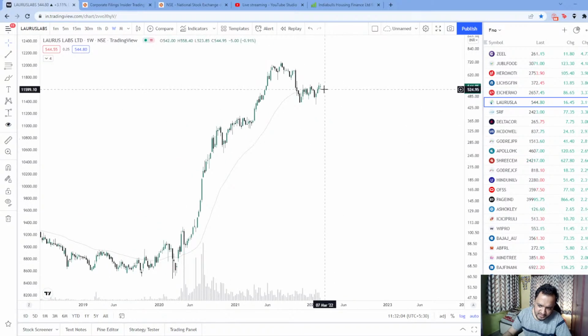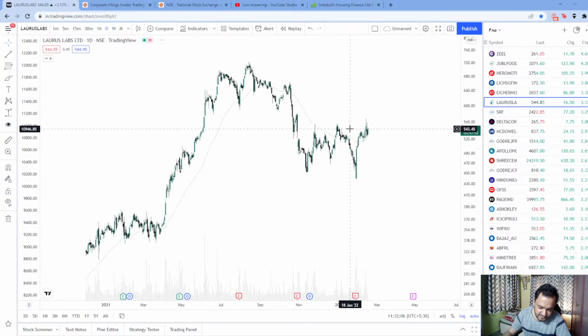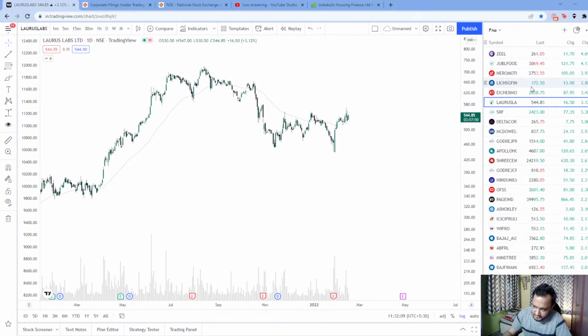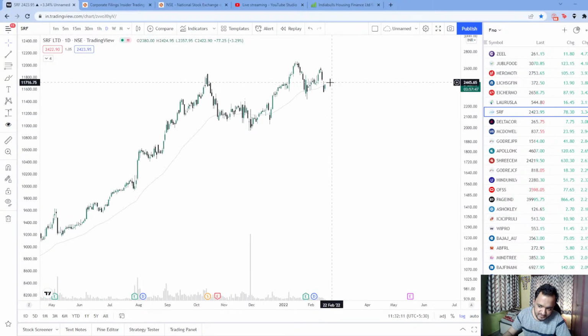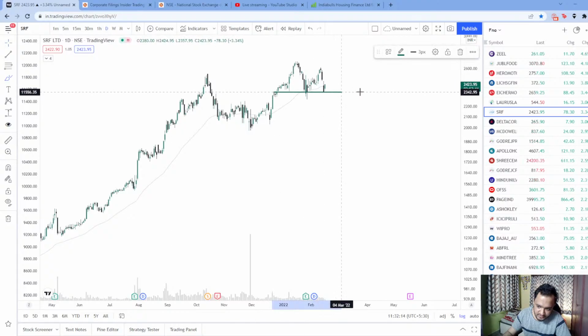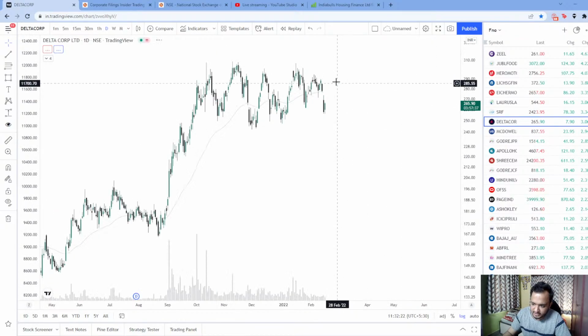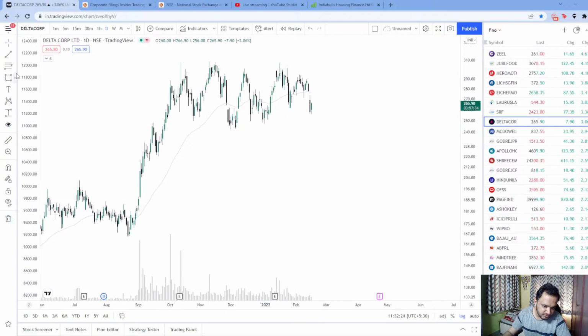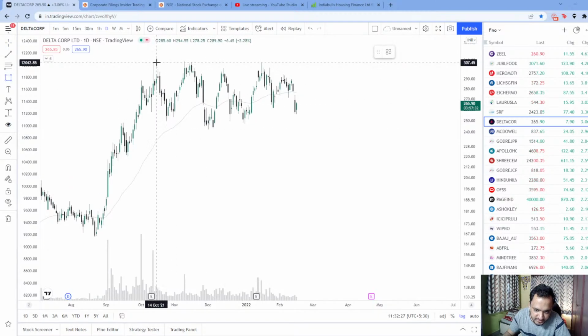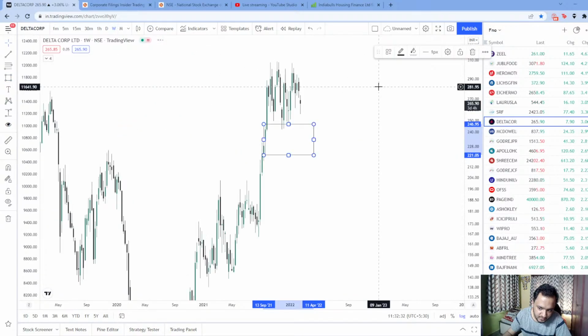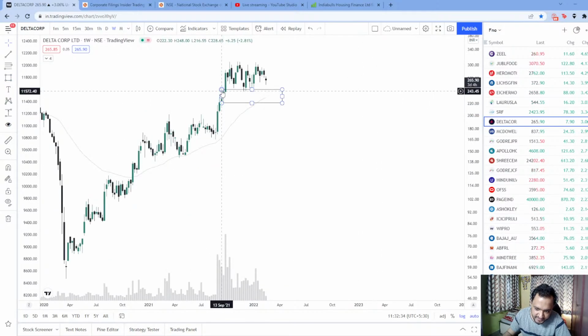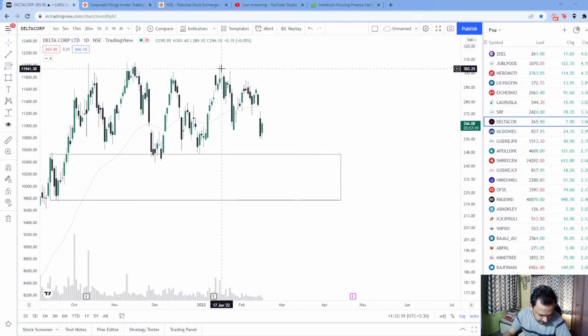Same with Laurus Labs. I talked about Laurus Labs on my Instagram stories as well. So this is also trying to set up. SRF as well. We have talked about SRF multiple times. Very strong structure, still not breaking down. This is your reference demand. So keep a watch on SRF as well. Delta Corp was actually also good. Still not breaking down. The demand zone in Delta Corp is somewhere here. I think this entire area is a weekly demand. Yeah, right. So this entire area, you see this wick, this is a weekly demand. So Delta Corp is also very strong, right?